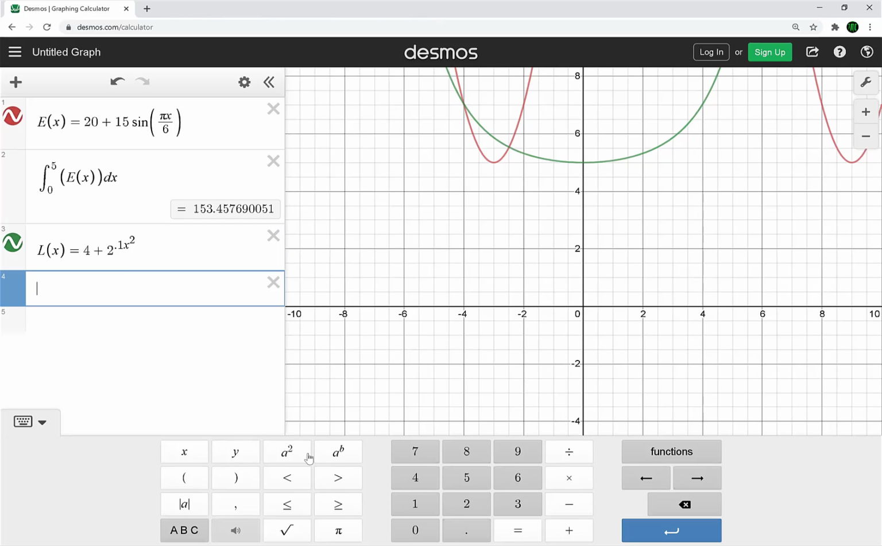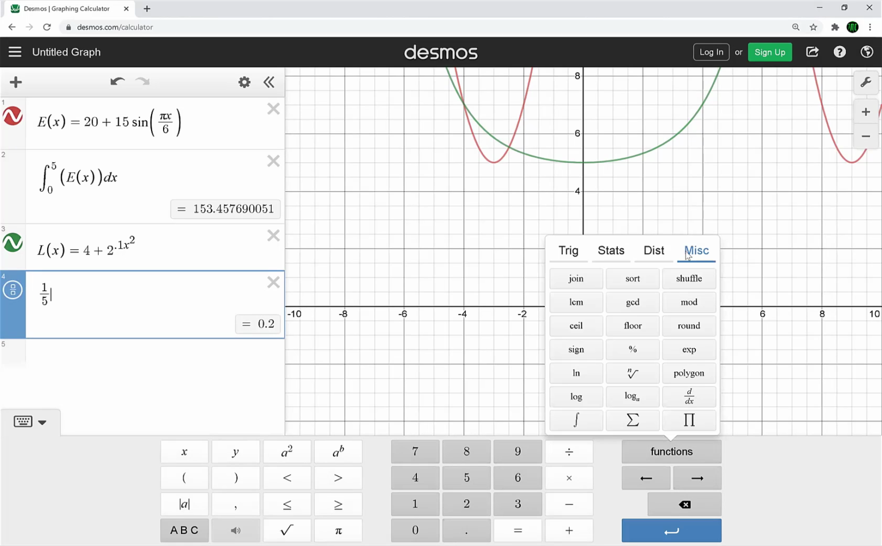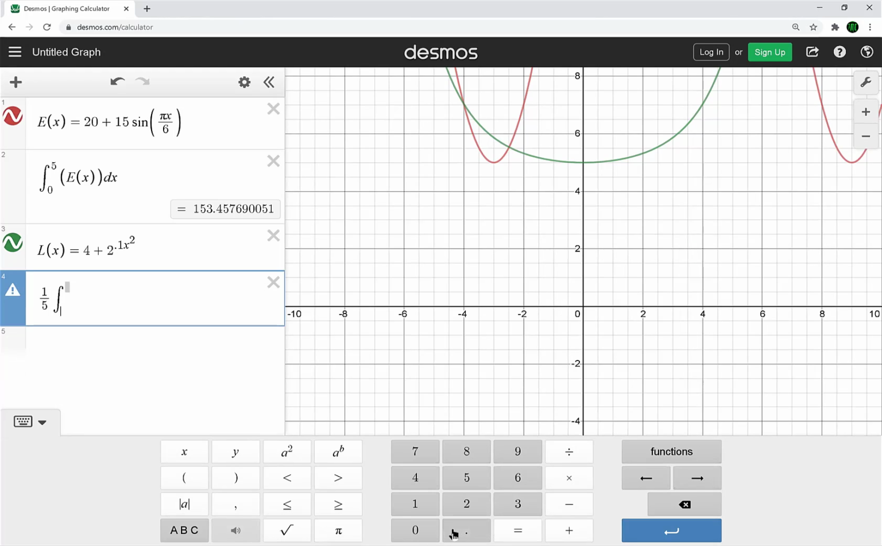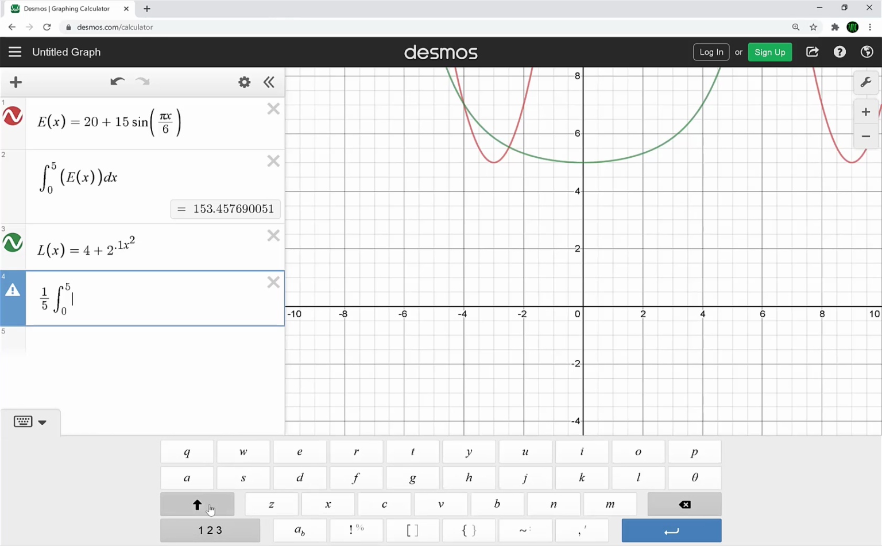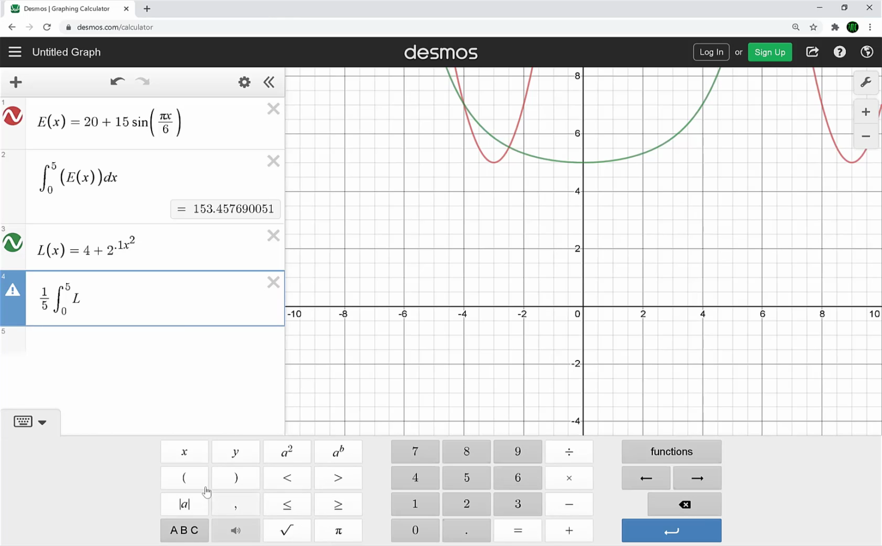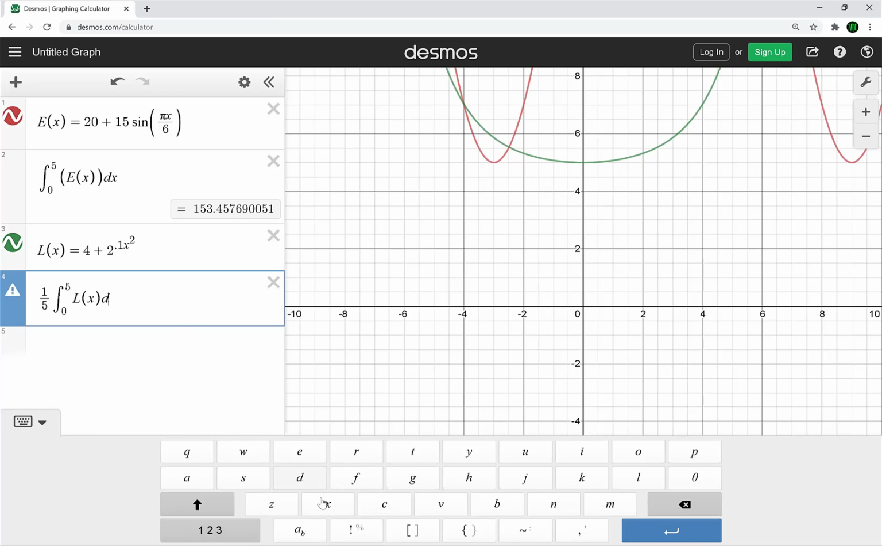I want the average, so I'm going to put a little division sign here. I'm going to put a 1 in the top, a 5 in the bottom. I'm going to move to the right, and I'm just going to type in an integral. So I'm going to go integral, and I'm going to go 0 to 5. See, they're testing to see if you have the tools necessary to type all of this into your calculator. L, X, close, and let's see if it's going to want to work if I just put the DX there. Yeah, it worked.